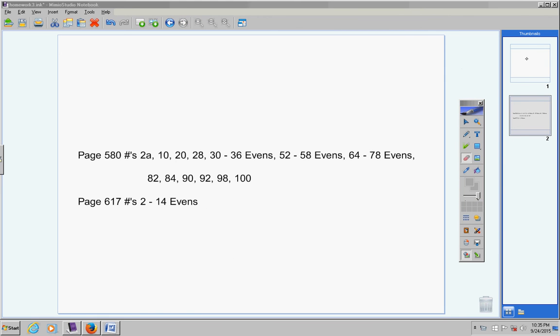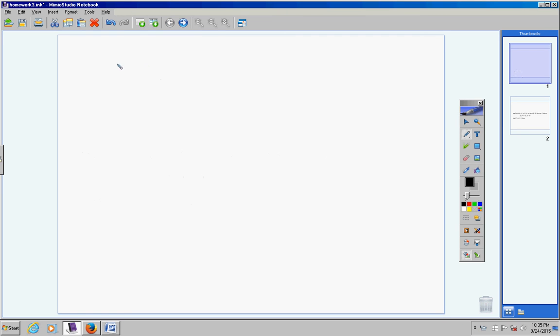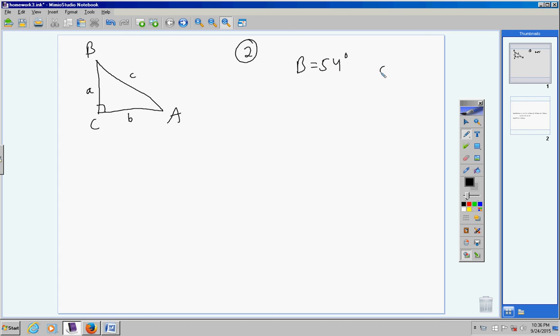All right. Let's take a look now, students, at numbers 2 through 14, the evens on page 617, solving right triangles. All right. Number 2. They give us capital B is 54 degrees. I'm going to go ahead and draw a triangle we can use from here on out. You see your right angle at C, and we're going to put B up here, A here, so little a here, little b here, and little c here. Okay, they're going to give us capital B is 54 degrees, and little c is 15.